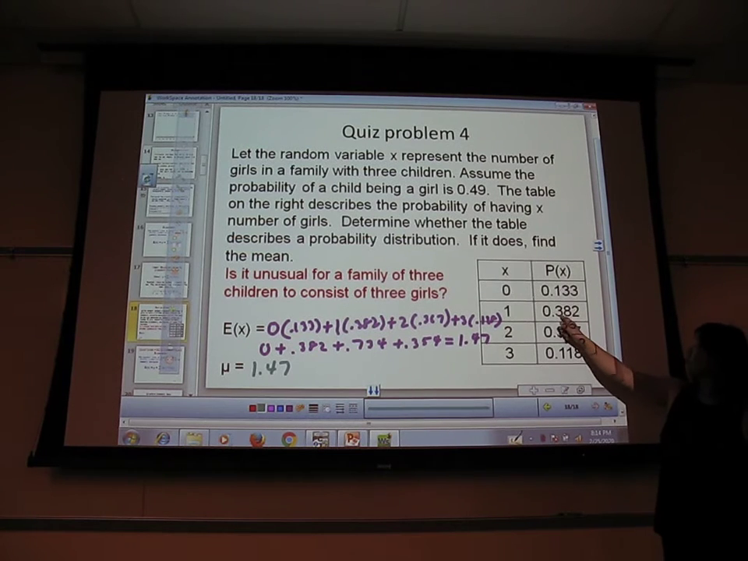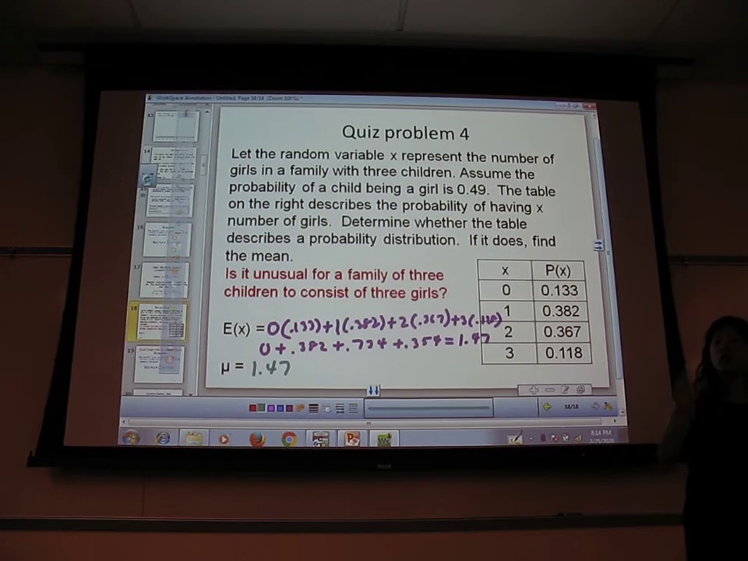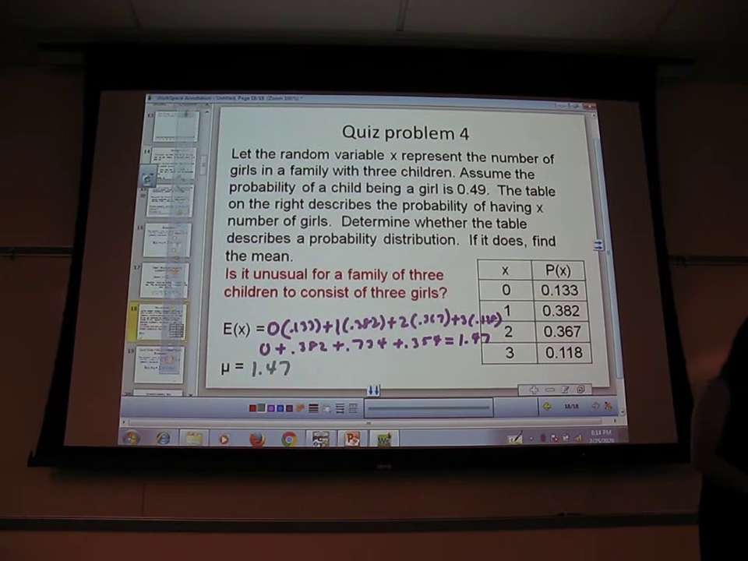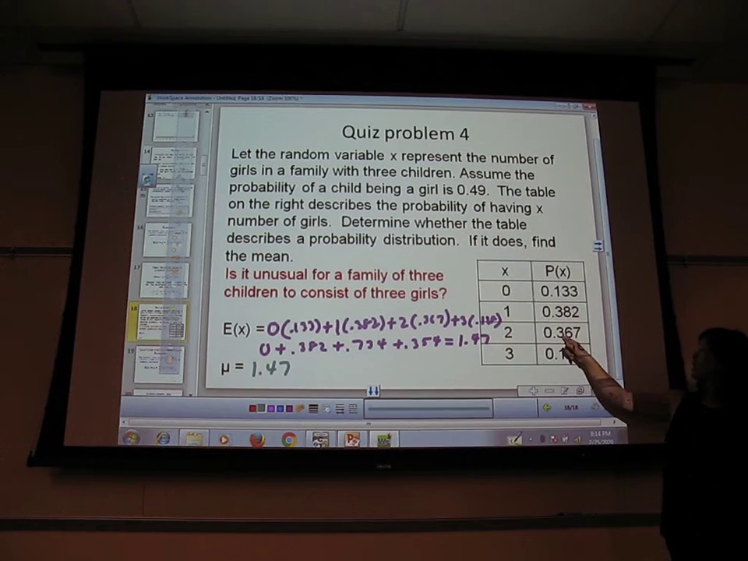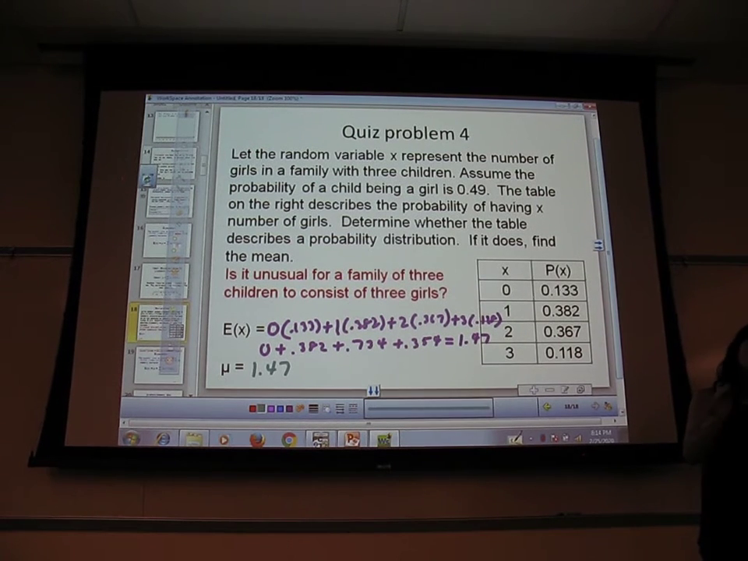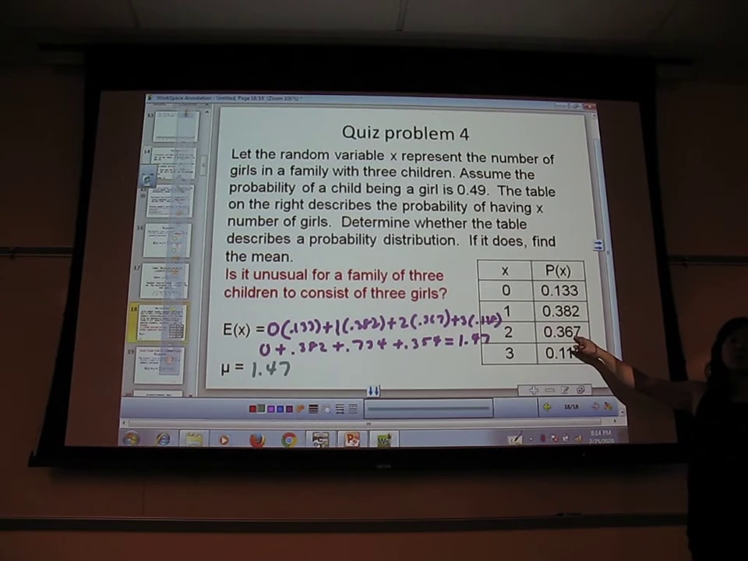This one is a little bit harder because exactly one girl, that means girl, boy, boy, or boy, girl, boy, or boy, boy, girl. There's 3 different ways of doing that. So you have to find the probabilities of each of those and add them up, and you'll get this. This one, 2 girls, that means it could be girl, girl, boy, girl, boy, girl, or boy, girl, girl. You have to find all those 3 probabilities, add them up, and you'll get this. So that's where these come from.